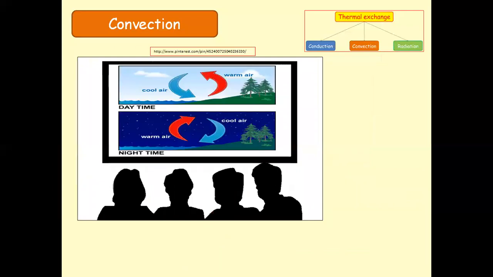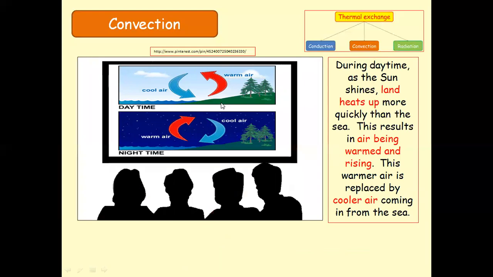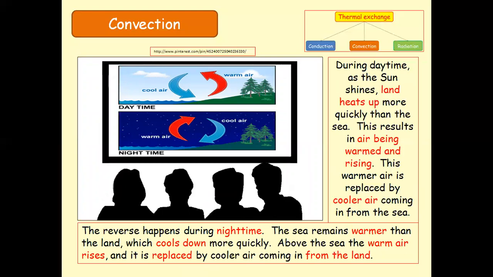Now, convection in gases. As you see, this is an actual example from our life. During daytime, as the sun shines, land heats up more quickly than the sea. This results in air being warmed and rising. This warmer air is replaced by cooler air coming from the sea. Now, the reverse happens during nighttime. The sea remains warmer than the land and cools down more slowly. Above the sea, the warm air rises and it is replaced by cooler air coming from the land.